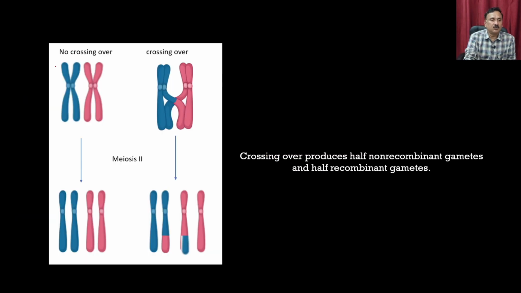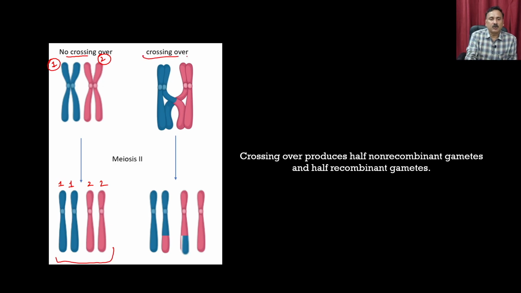So if these are the two chromosomes, this is chromosome number 1, this is chromosome number 2, and each contains different genes. If there is no crossing over, it will remain as this, and it is going to produce gametes like 1, 1 and 2, 2. This means it is going to produce the pure gametes of the two types: 1 belonging to this blue one, and 2 belonging to this one.